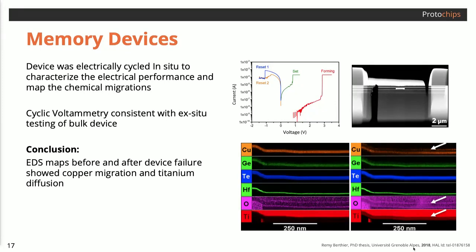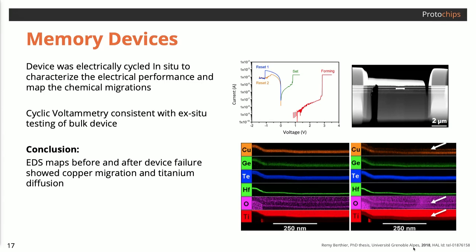Once the sample was attached and thinned in the FIB microscope, they were able to electrically cycle the device and measure its electrical response in situ. What they saw is up on the top left, which is the forming, reset, set, and additional reset phases. And this is the exact same response that they saw in bulk samples that were tested outside the microscope. So correlating the electrical characterization done in situ with ex situ devices was really important for them.